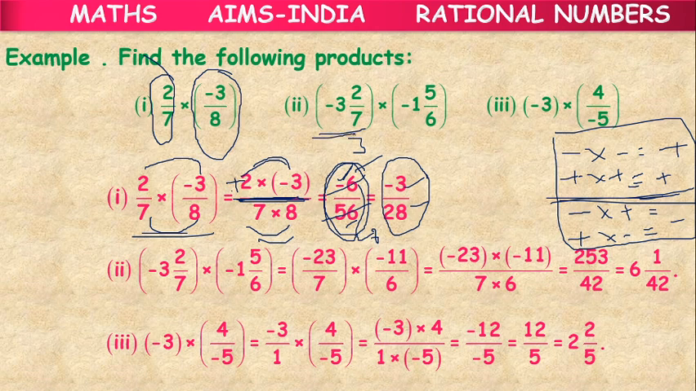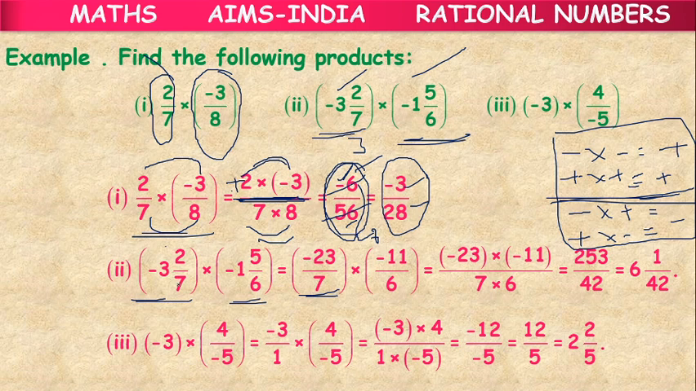Next, minus 3 by 27, a mixed fraction they have given, and minus 1 by 56, a mixed fraction they have given. We have to find the product of the two mixed fractions. First, we have to change the mixed fractions into improper fractions.